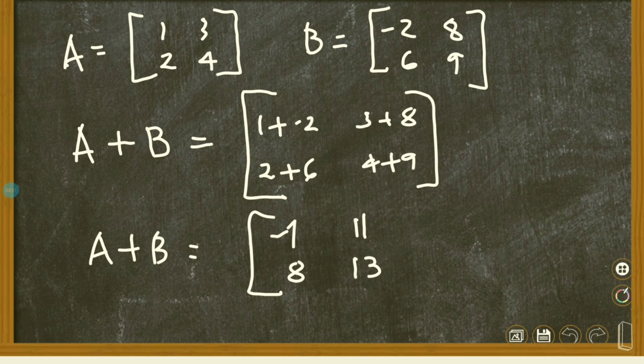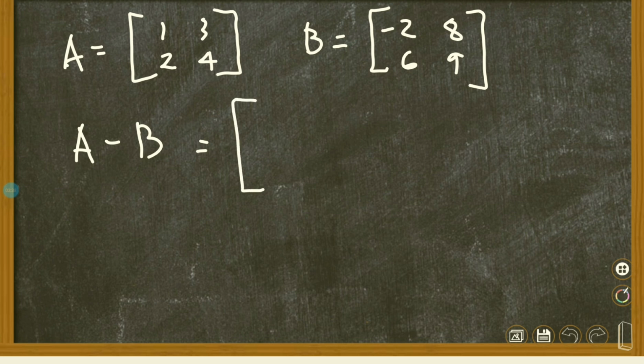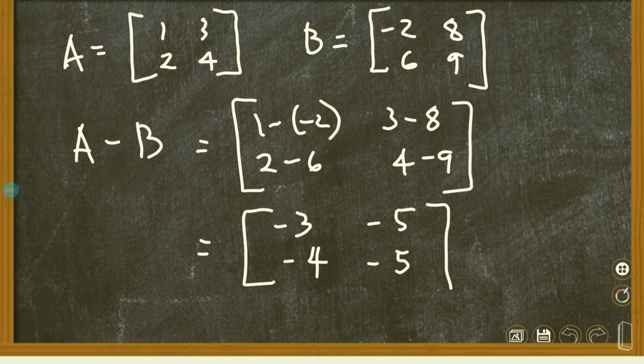Okay? So what about subtraction? The same. If we subtract, using the same matrices, say A minus B. So you just have to subtract the elements: 1 minus negative 2, then 3 minus 8, 2 minus 6, then 4 minus 9. Change the sign of the subtrahend, so this becomes 3, 2 minus 6 is negative 4, 3 minus 8 is negative 5, and 4 minus 9 is negative 5. So this is now your A minus B matrix.